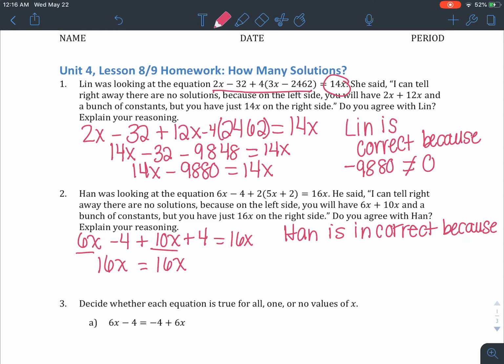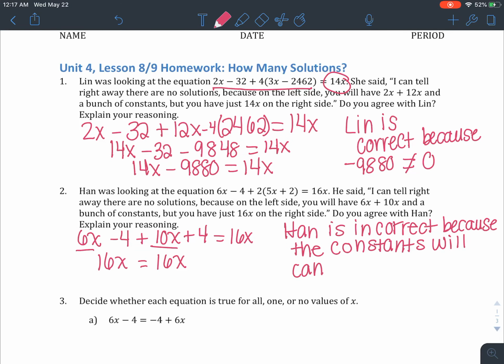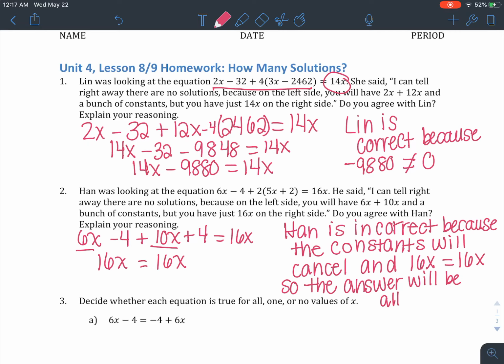Because the constants will cancel. And 16x does equal 16x. So, the answer will be all solutions.